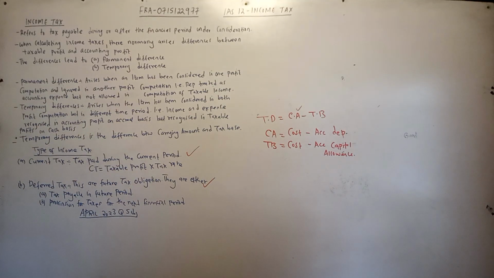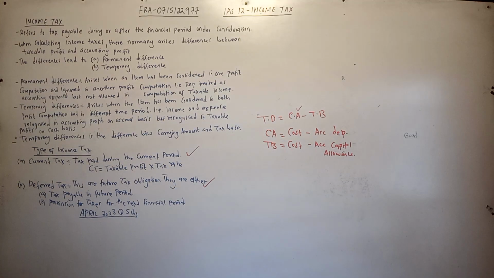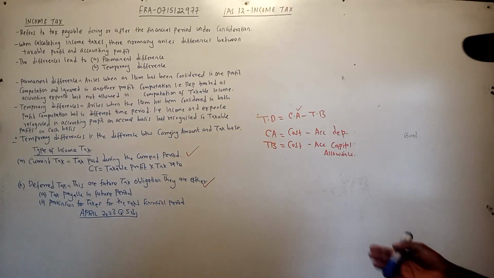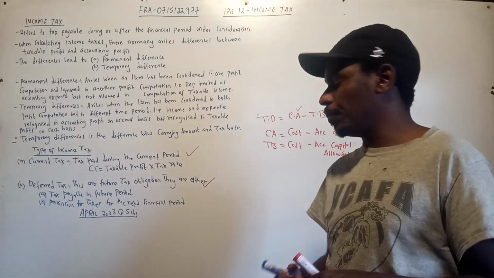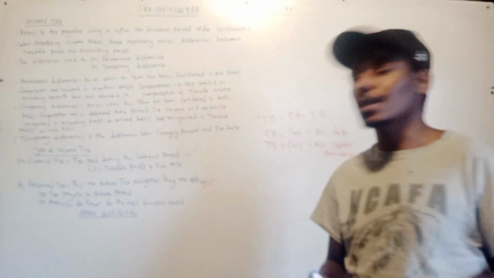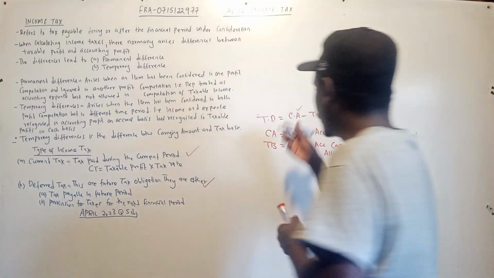And then how do we get the current tax? Current tax is equal to the taxable profit times the tax rate. You know how to compute taxable profit. The tax rate is the rate applicable in the location where you are. So in Kenya it is 30%. So how do you get the taxable profit?